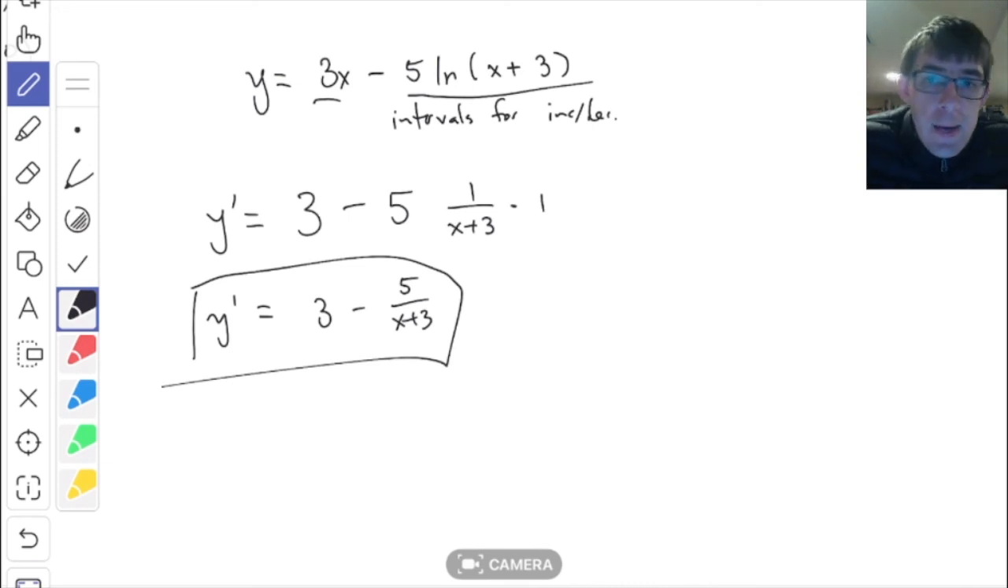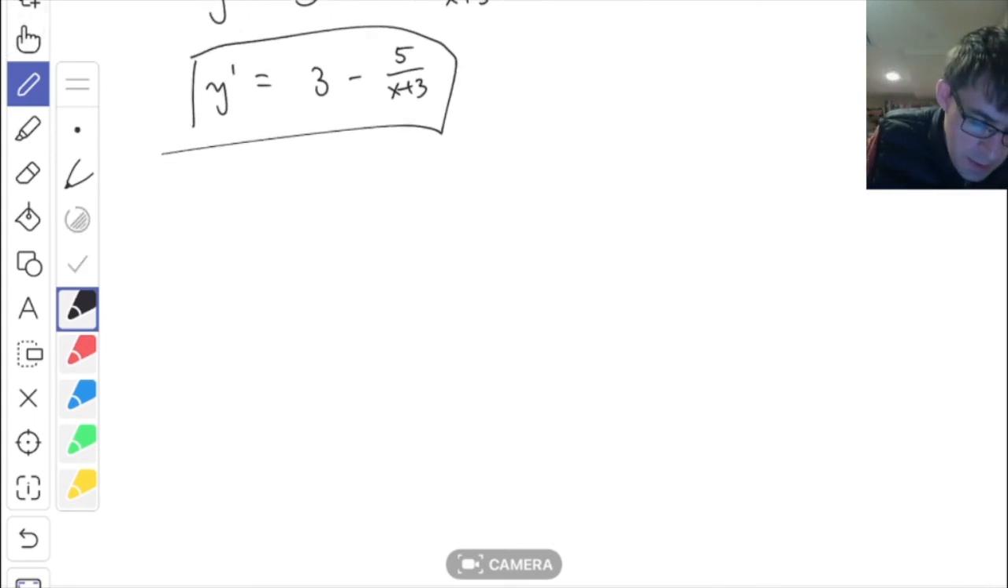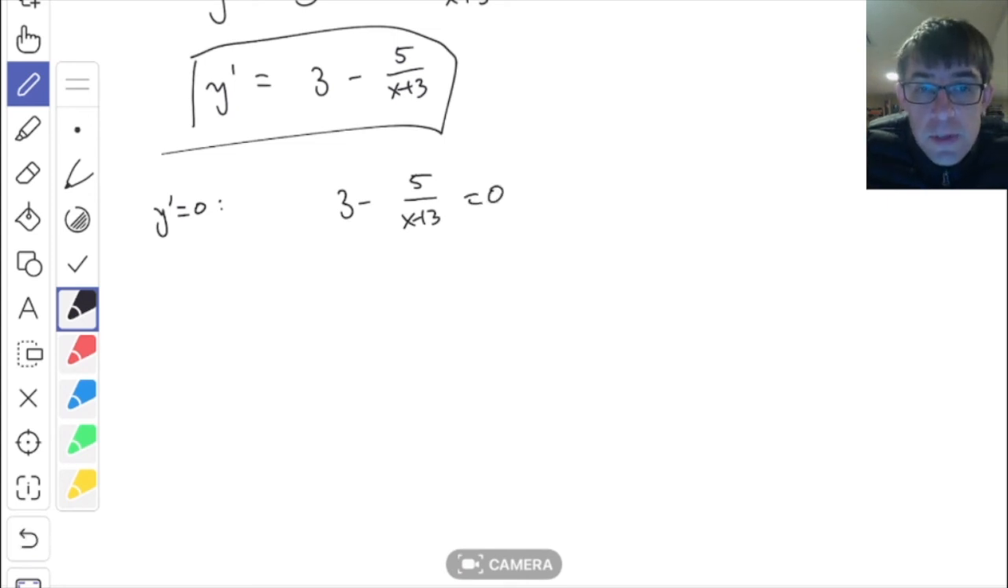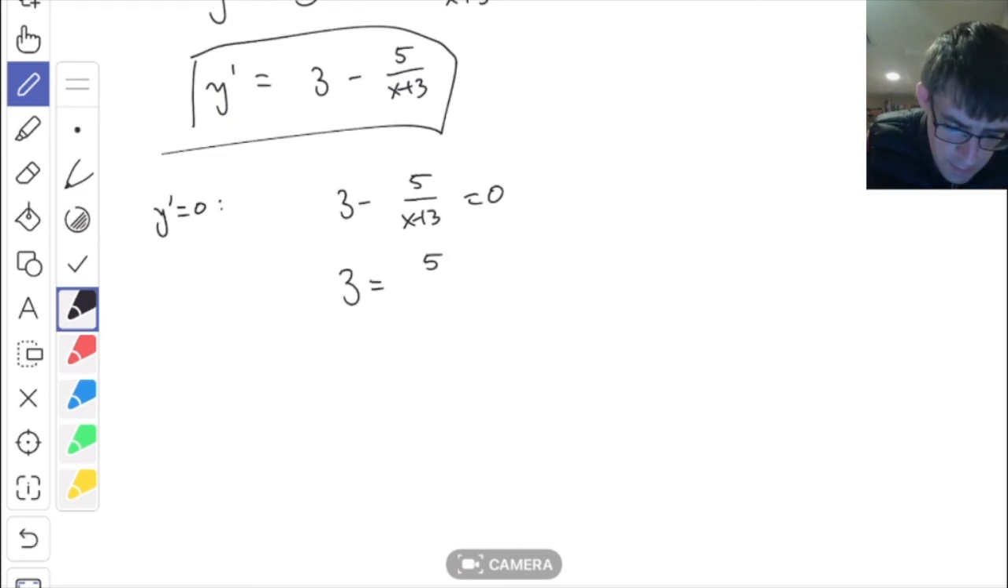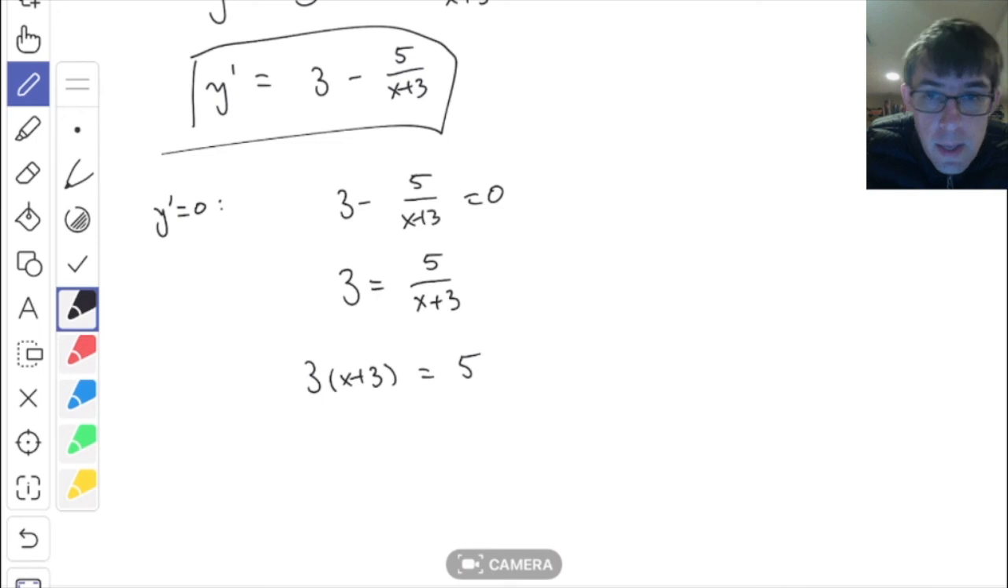Okay, we got to say what are the critical numbers? That is, we set the derivative equal to 0 and solve, and then we also say when the derivative does not exist. So let's set the derivative equal to 0. y prime equals 0. That means 3 minus 5 over x plus 3 equals 0. And we got to solve this for x. In this case, I would put the fraction on the other side by adding it. So it just says 3 equals 5 over x plus 3. And then I'm going to multiply the denominator over to the other side: 3 times (x plus 3) equals 5, like so. And keep going to solve for x.